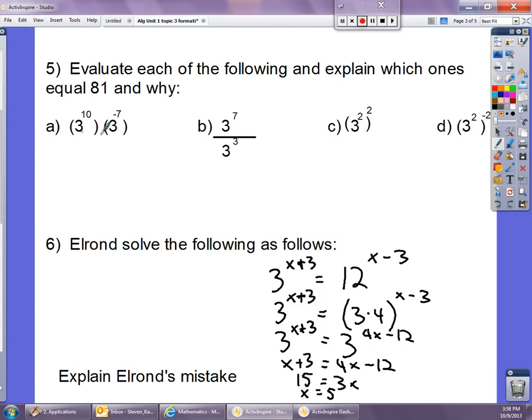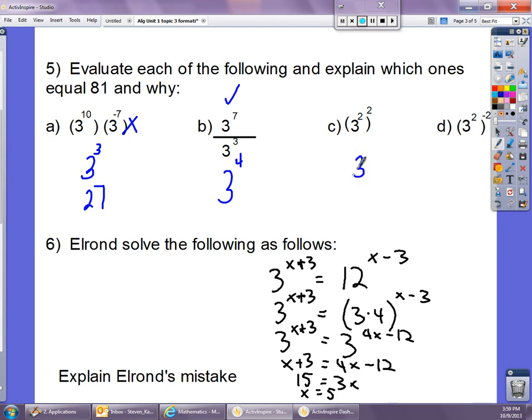Here, evaluate. Remember, when you multiply, leave the base the same, and you can add the exponents. This one, 3 times 3 times 3 is not 81. You get 27. Here, you do 3 to the 7 minus 3. So when you're dividing, the way that you can divide when you have the same base is you can subtract. You get 3 to the 4th. And I believe 3 to the 4th is 81. So that one works. That one doesn't work.